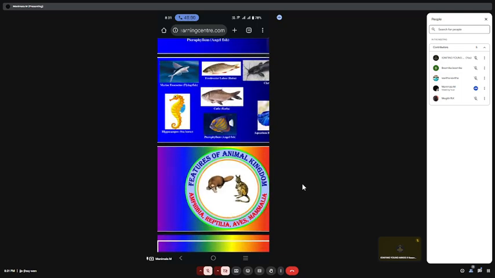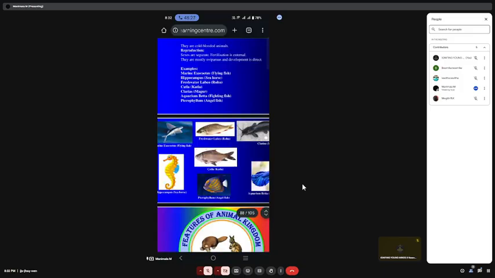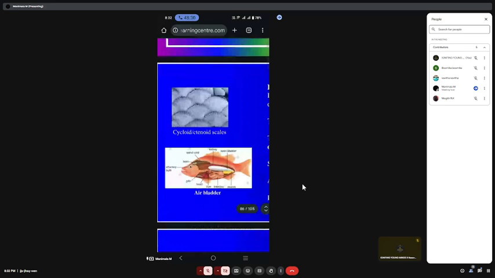And the skin is covered with cycloid scales. In the chondrichthyes we discussed, the scales are called placoid, right? But here the scales look like cycloid.